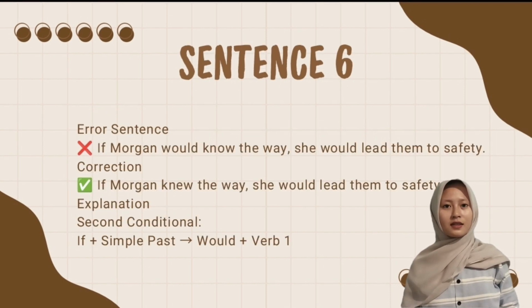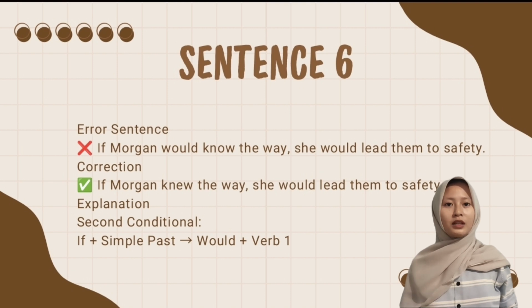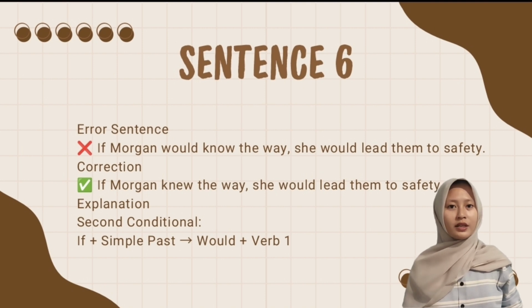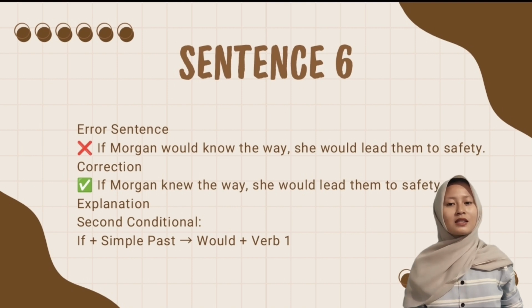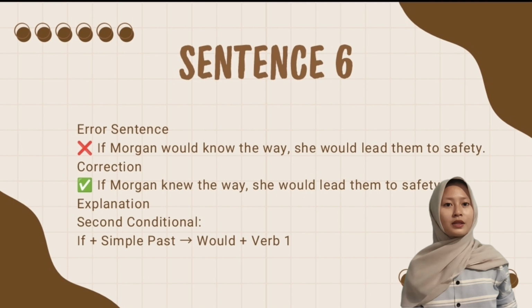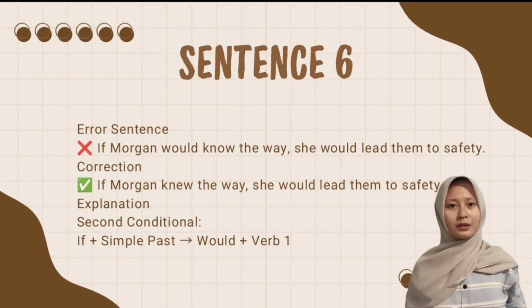The sixth sentence is, "If Morgan would know the way, she would lead them to safety." The correct sentence is, "If Morgan knew the way, she would lead them to safety." This is a second conditional sentence. The correct pattern is if plus simple past, would plus base verb.